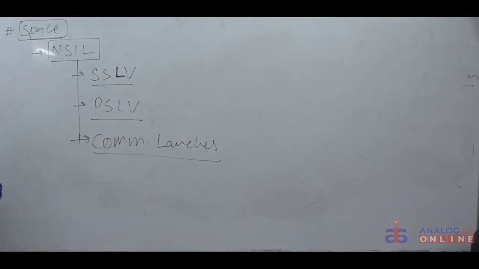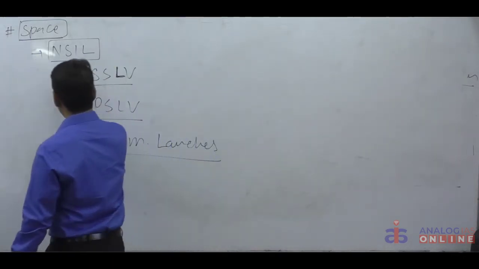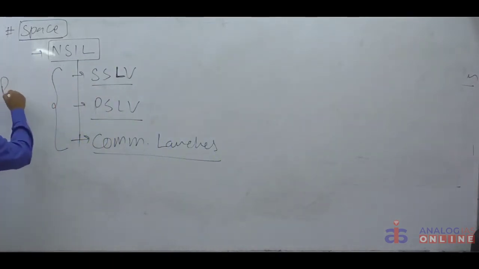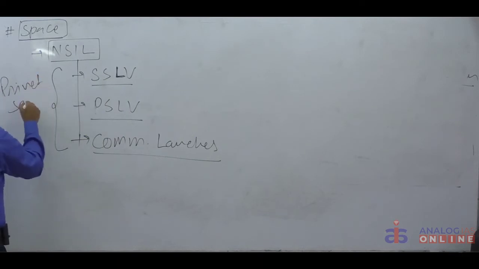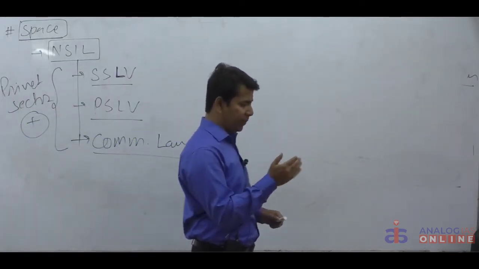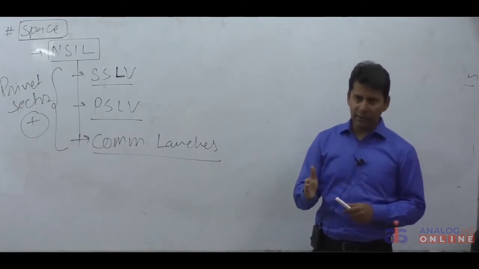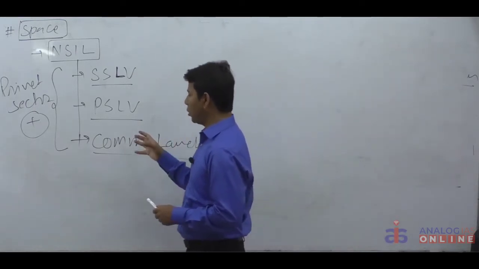So in NSIL, 3 things are important: SSLV, PSLV, and commercial launches, and in all 3 areas, the private sector is included. That means we are including the private sector to make SSLV, to make PSLV, and to help with the commercial launches.